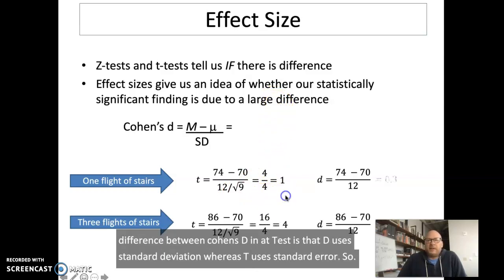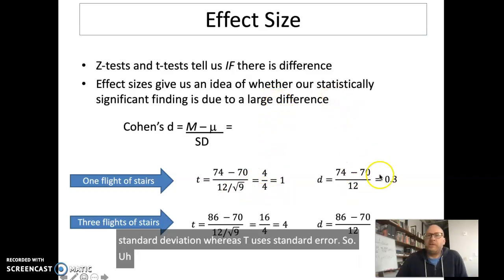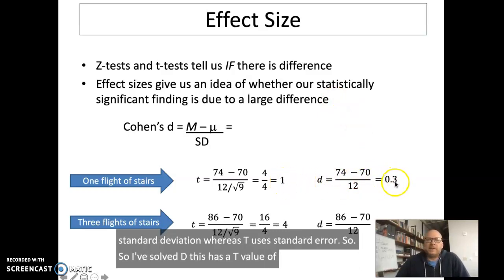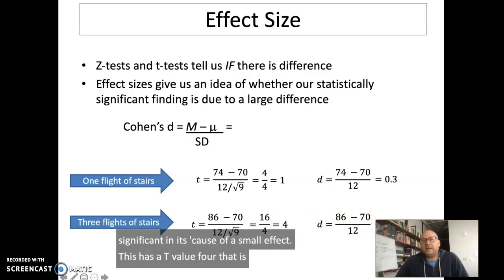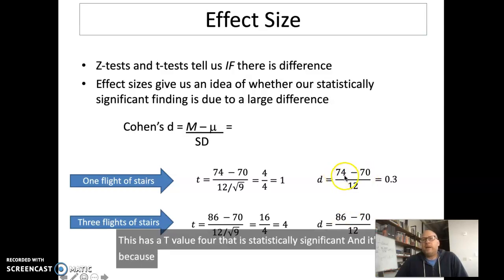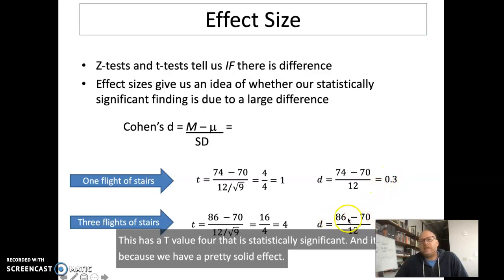So here we go, I've solved d. This has a t value of 1. That's not significant, and it's because of a small effect. This has a t value of 4. That is statistically significant, and it's because we have a pretty solid effect. Moving a group of people up to 74 is only a third of the standard deviation. Moving them 16 points is 1 1/3 standard deviations.